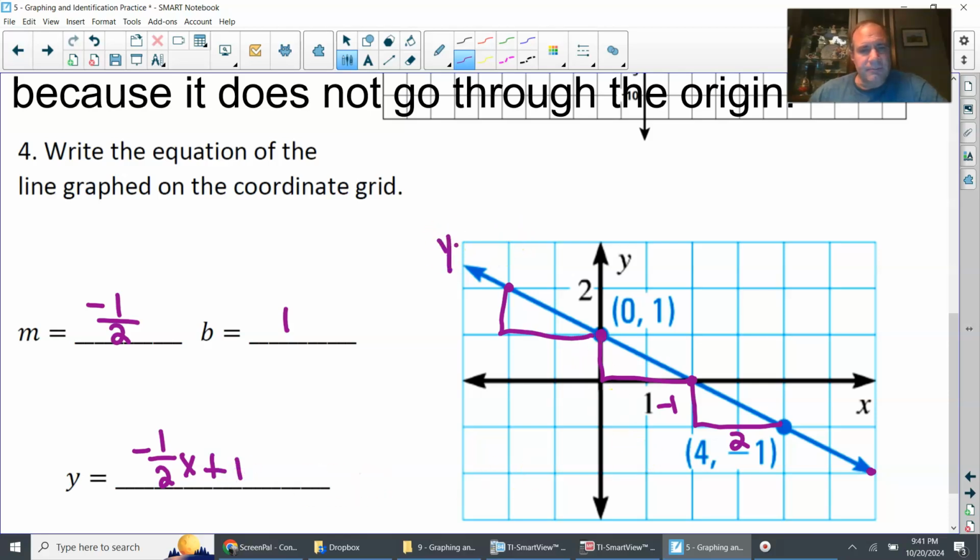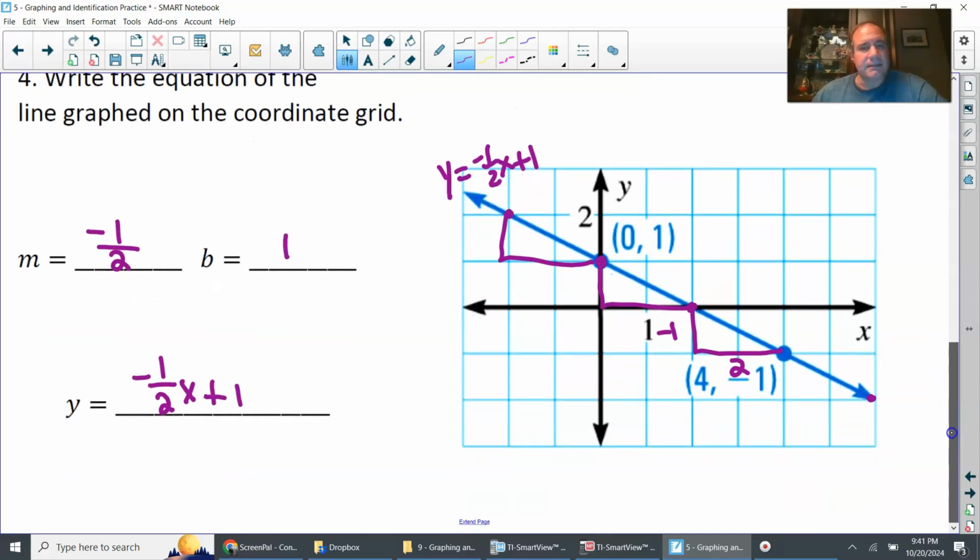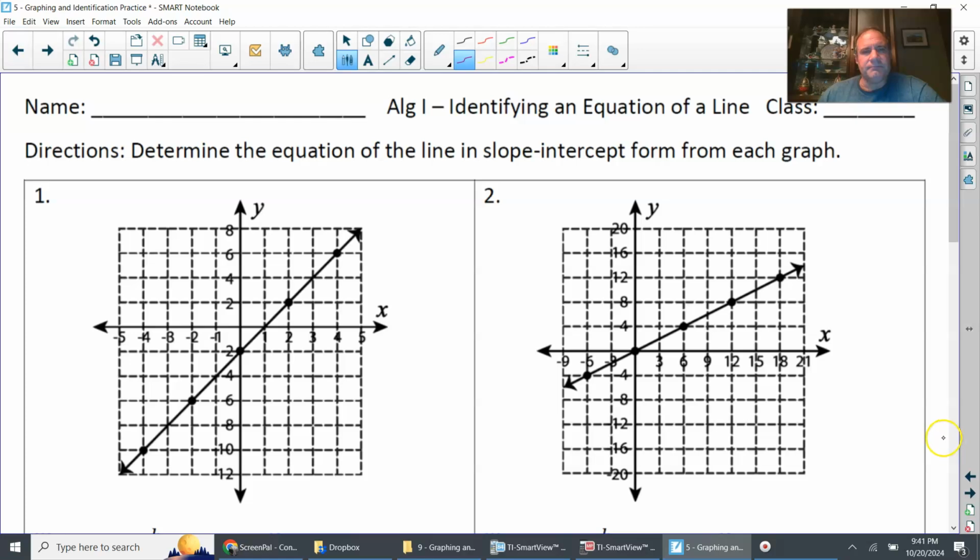You could actually put that there. -1/2 x plus 1. And that is it. It is not a direct variation. Does not go through the origin. We're just going to go to the next one.